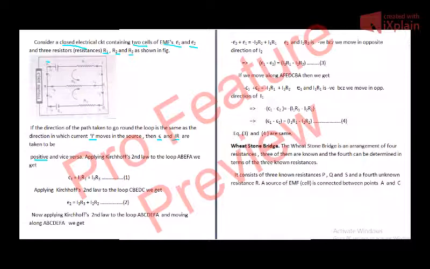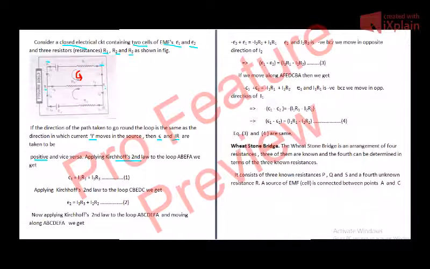Now applying Kirchhoff's second law to the loop A, B, E, F, A. That is the upper loop.